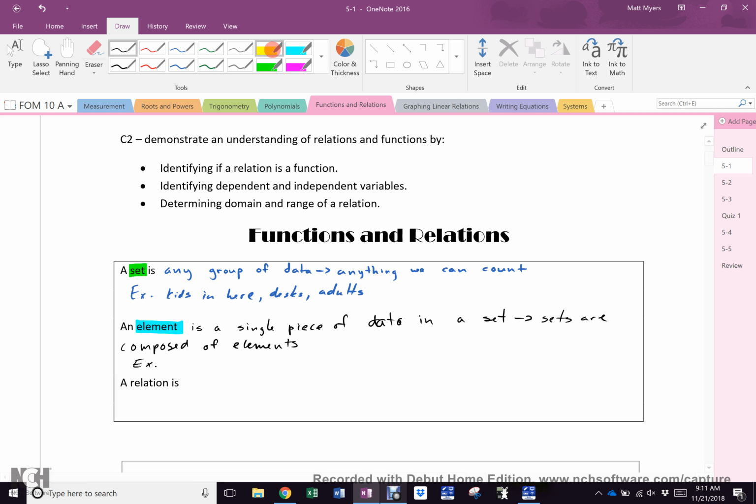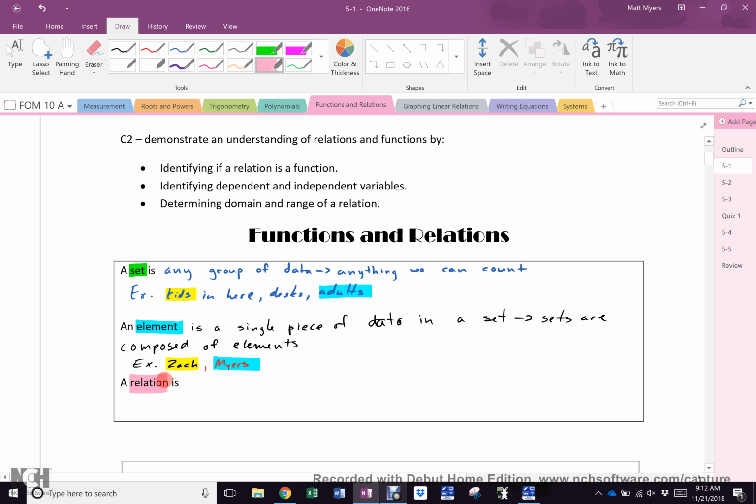If the set is kids, then give me an example of an element of that set. No. Zach Goulet. So specific. Everybody cool? That's the set. Zach's one element of the set. All right? Adults, what's the only element of that set? Mr. Myers. Matt. Everybody good? Yes. Okay.